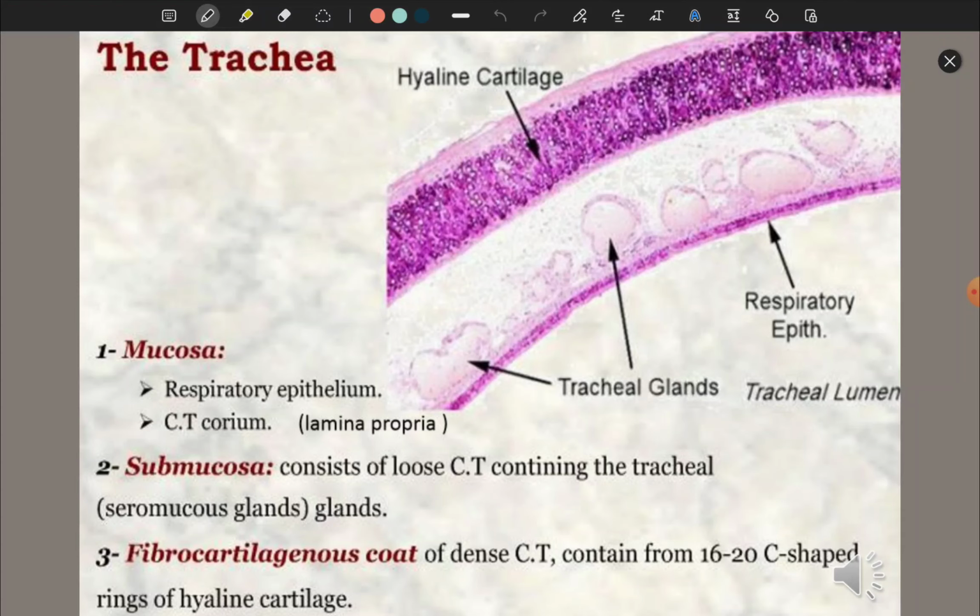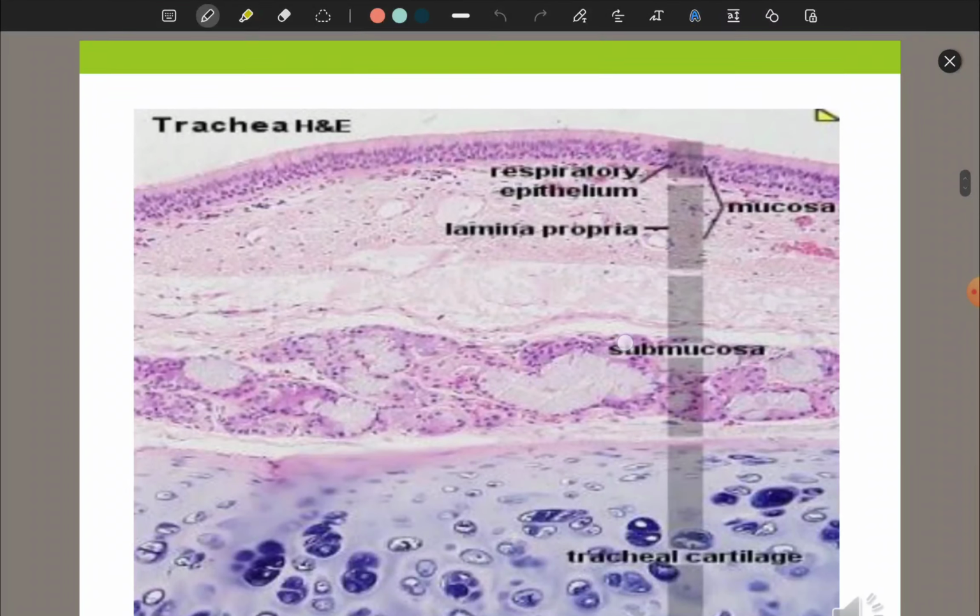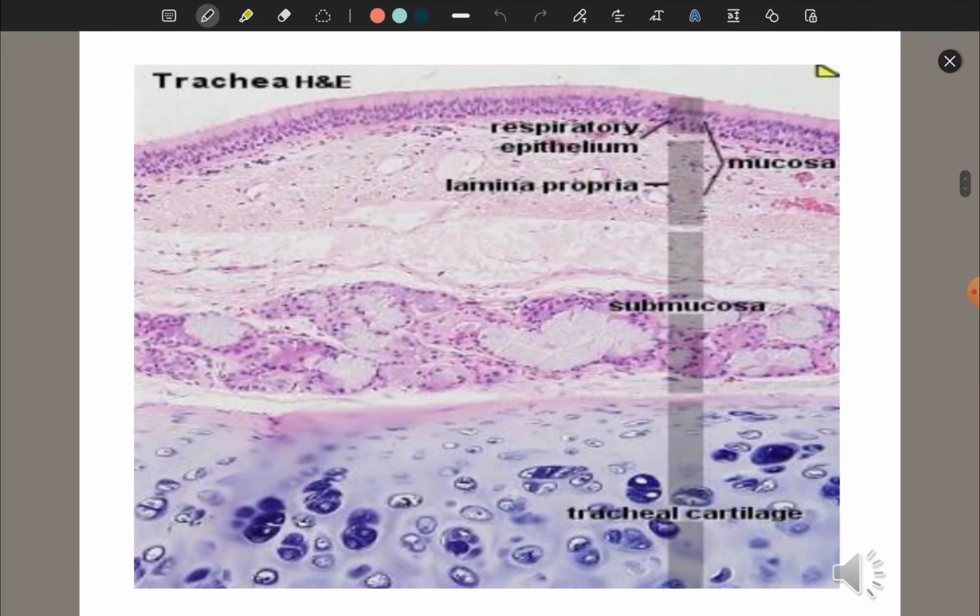If we take another slide as a cross-section of the trachea, this slide is important. You can see this is the surface of the cavity of the trachea. We have this shadowed area. This represents the epithelium. This is a high power slide.